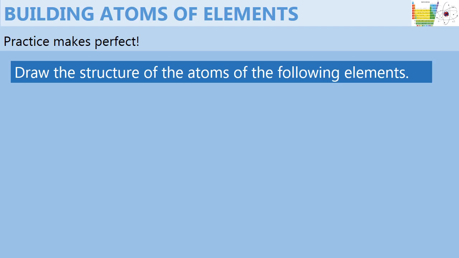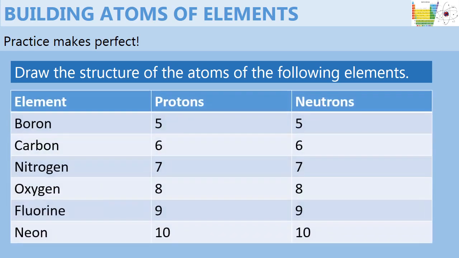As usual, practice makes perfect. Draw the structure of atoms of the following elements: boron, carbon, nitrogen, oxygen, fluorine, and neon. Remember, the number of electrons is equal to the number of protons. Make sure you do this before you move on with the lesson.